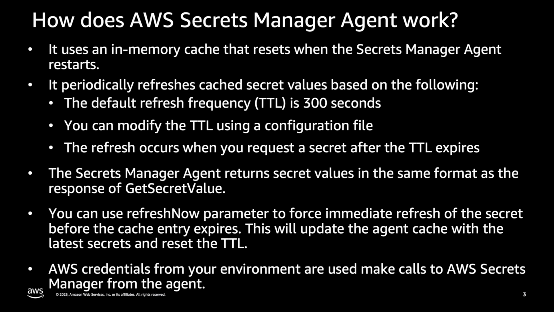In a situation where you rotate the secret and your cache is not expired, then you can use refreshNow parameter to force immediate refresh of the secret. This will update the agent cache with the latest secret and reset the TTL. Secrets Manager Agent uses AWS credentials from your environment. You need to ensure that you have the proper IAM permissions in place for the agent to make calls to AWS Secrets Manager from the host it's running on.